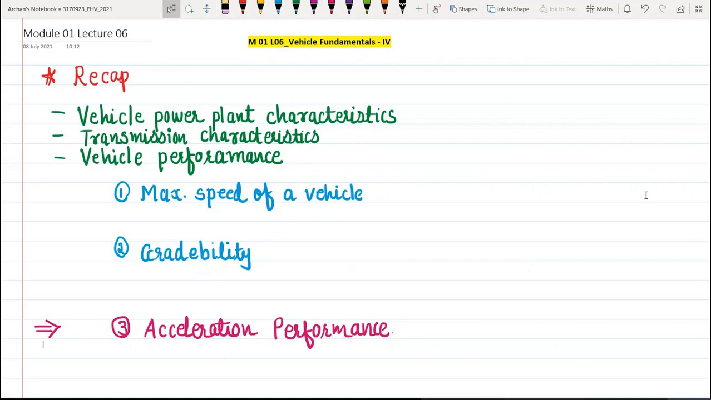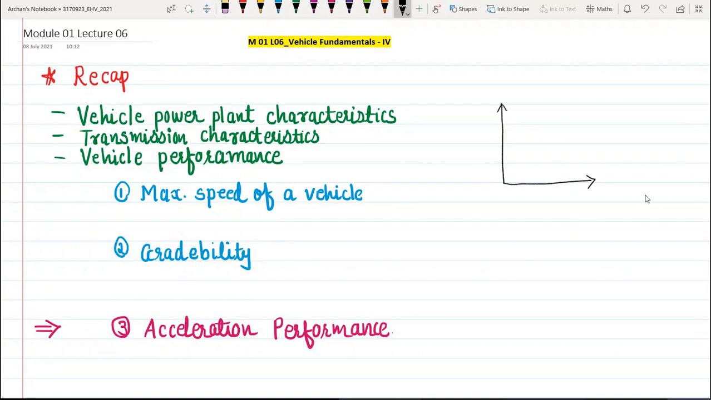In the last lecture of electrical and hybrid vehicles, we have seen some fundamentals of electric vehicle as well as gasoline powered engine vehicle, right? So in the last session of lecture, we have seen the characteristics of power plant, characteristics of the transmission, and we have started with the vehicle performance, right? So talking about the characteristics, then we have seen the ideal characteristics which is required.